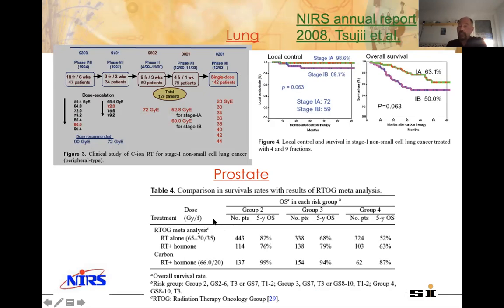And also for prostate, you see there is a tendency to go to low fractionation, and you see that the results show, in comparison to the radiotherapy or radiotherapy plus hormones, a survival of 82%, 87% at 5 years, against, you see, 63% or 52% with the radiotherapy alone.